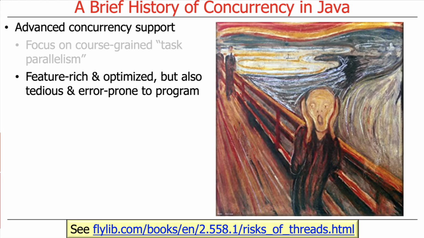APIs. So the good thing about Java 5 was it was very feature-rich, very optimized, lots of cool stuff. We will cover all these synchronizers and thread pools and so on in great detail later. However, it was also somewhat tedious and error-prone to program. You had to be responsible for a lot of low-level details.